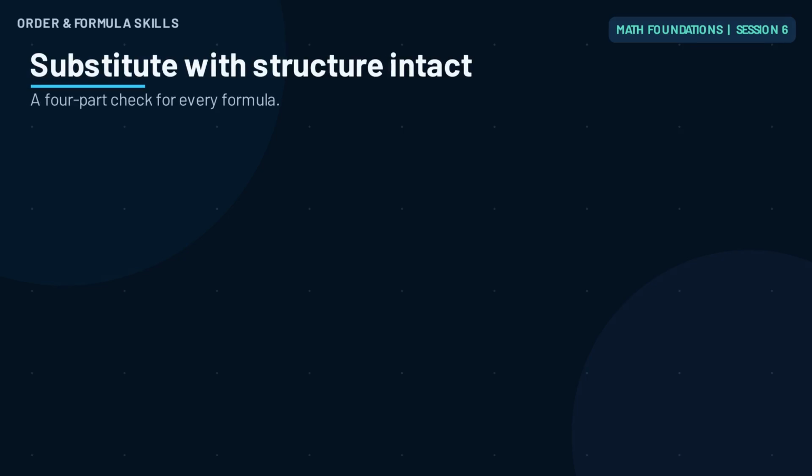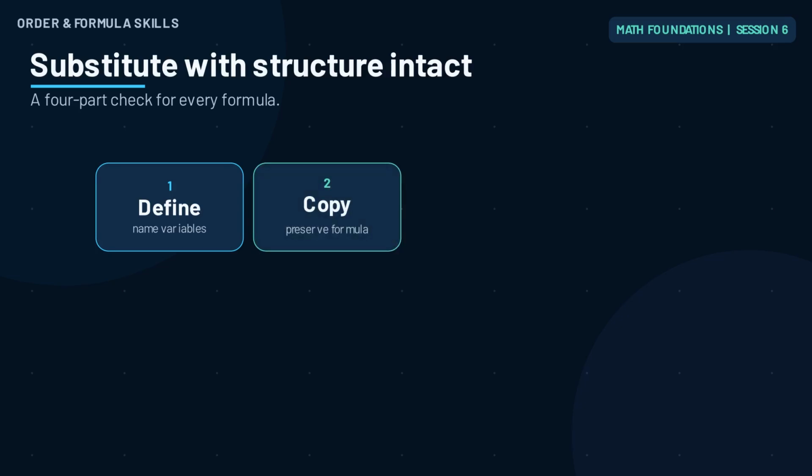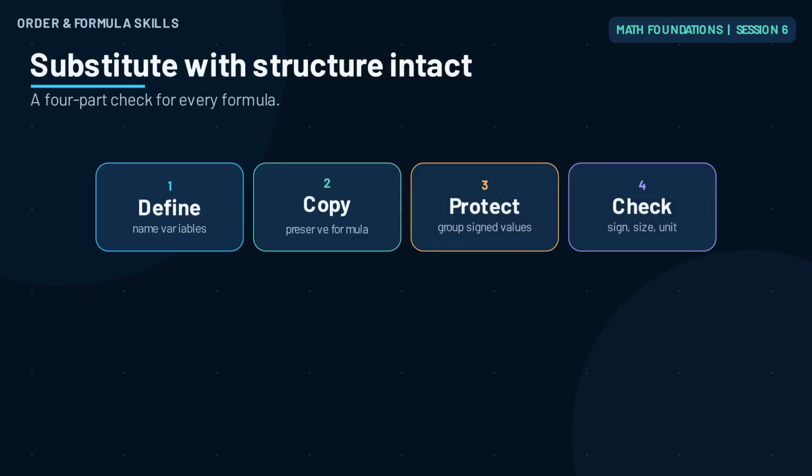Finish with a 4-part substitution check you can use on any formula. Define every variable and name the target. Copy the formula without changing its structure. Protect signed or grouped values with parentheses. Check the sign, size, and unit of the result.